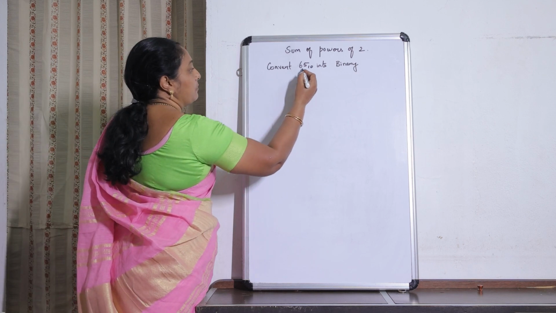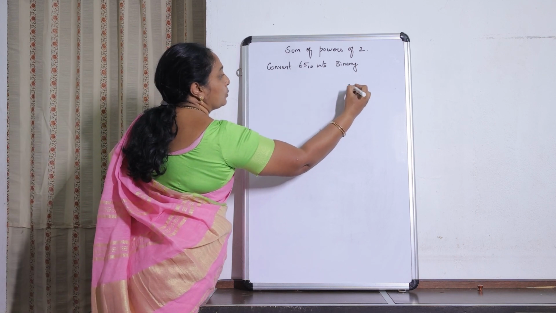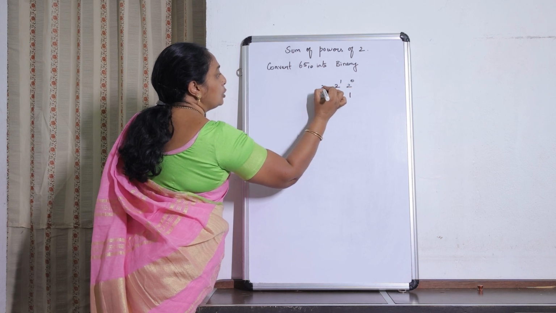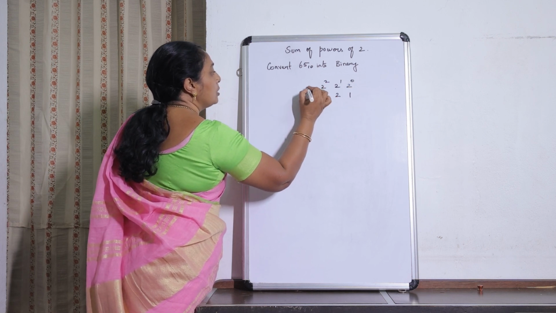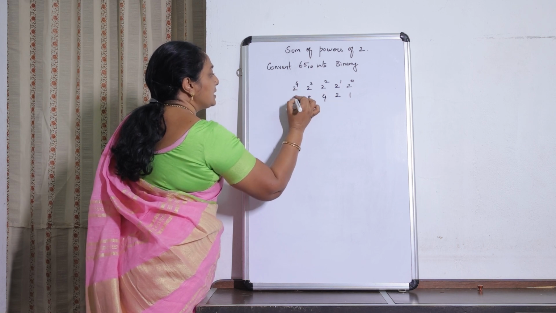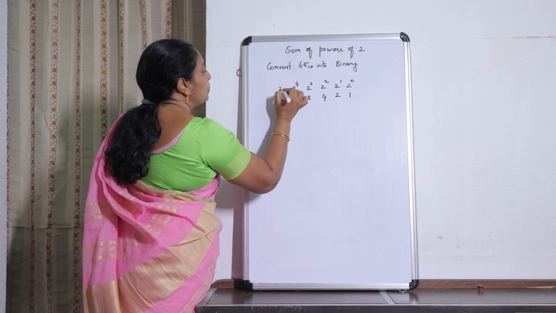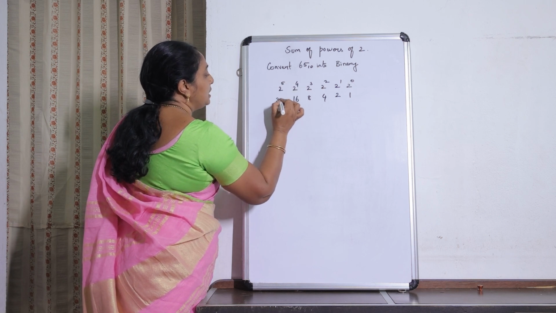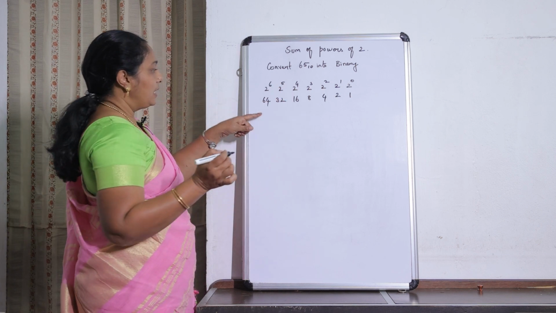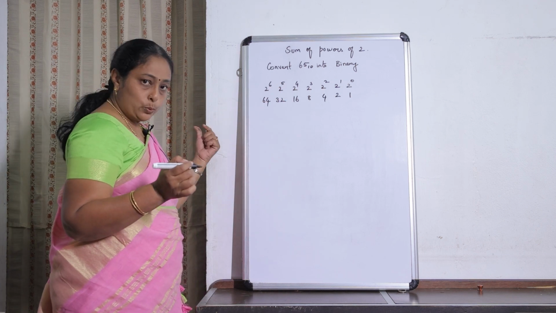Okay, so 65. I need to start with 2 power 0. 2 power 0 is 1. 2 power 1 is 2. 2 power 2 is 4. 2 power 3 is 8. 2 power 4 is 16. 2 power 5 is 32. 2 power 6 will be 64. When I go for the next power, it will become 128.